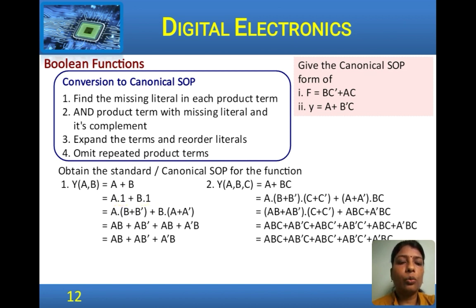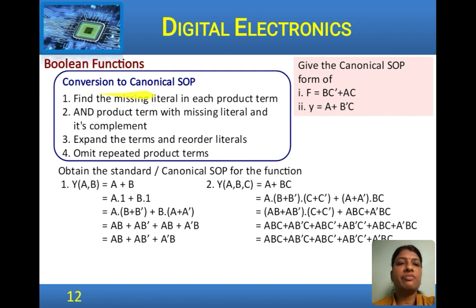So now a·1 can be replaced as a·(b + b'), because b + b' yields 1, which does not change the value of the function. Similarly, b·1 can be replaced by b·(a + a'). By distributive law, expand the expression and remove the repeated product terms, and we get the standard sum of products. Here you observe every product term has both the variables of the function. Note here all the product terms have all the variables of the function.